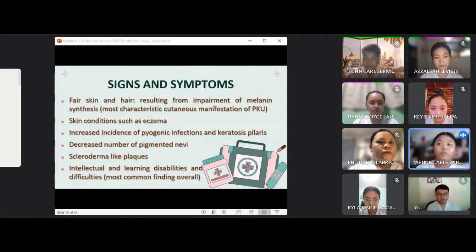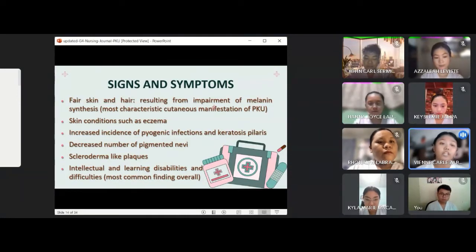For the continuation of signs and symptoms, we have the fair skin and hair resulting from impairment of melanin synthesis. This is the most characteristic cutaneous manifestation of PKU. Infants or children with PKU have lower melanin, the substance that gives color to the hair and skin, because phenylalanine is broken down, and one of its products is used to make melanin. So they often have pale skin, blonde hair, and blue eyes. Cutaneous means having to do with or affecting the skin.